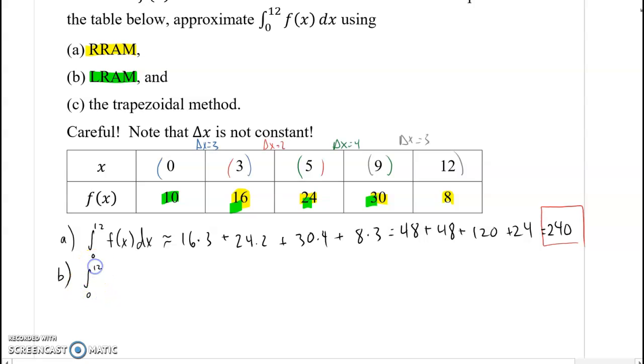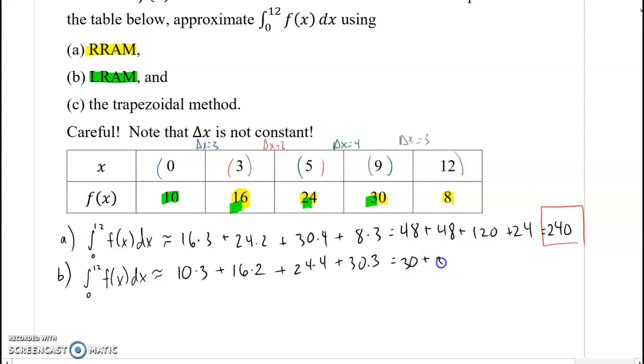We're going to say that the integral from 0 to 12 of f of x dx is approximately equal to, instead of 16, we'll use a 10, but the delta x is still 3. And everything just gets shifted. So 10, and then 16, and then 24, and then 30. And so the 10 times the 3, the 16 times the 2, the 24 times the 4, and the 30 times the 3. So this is just another basic arithmetic problem at this point.